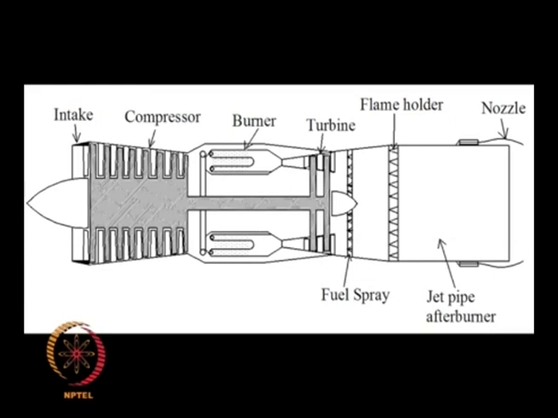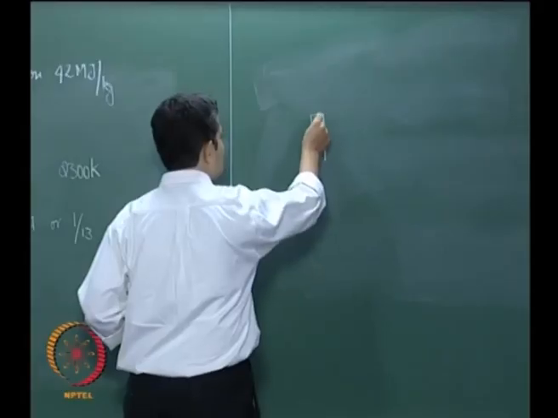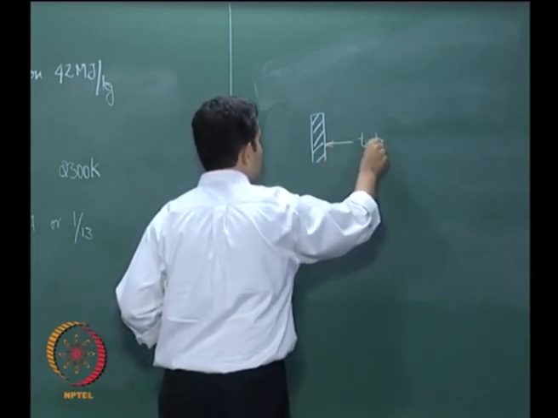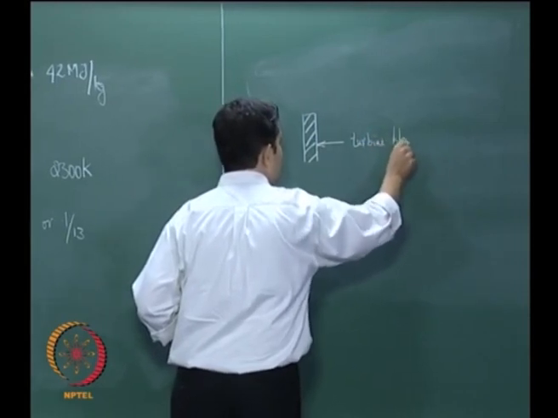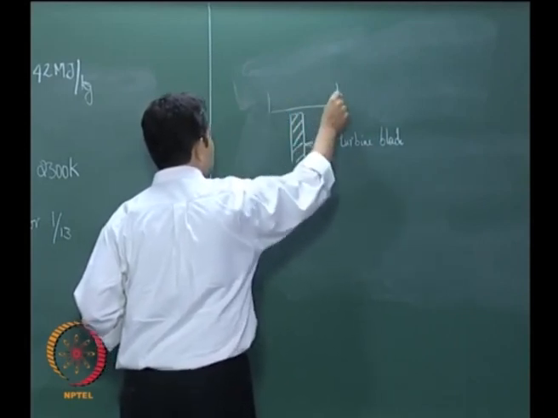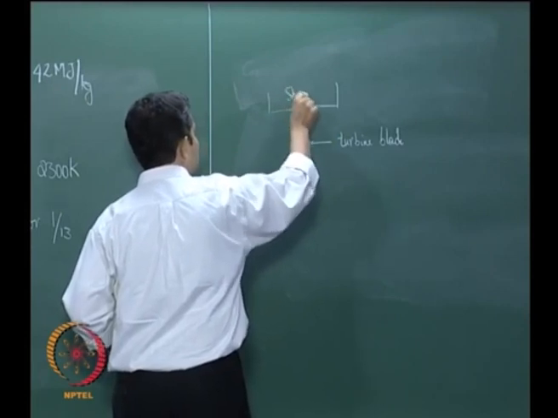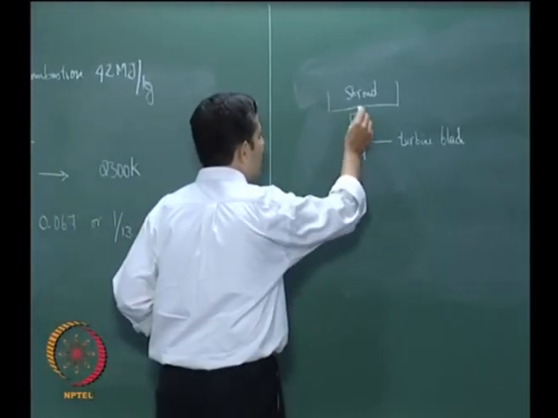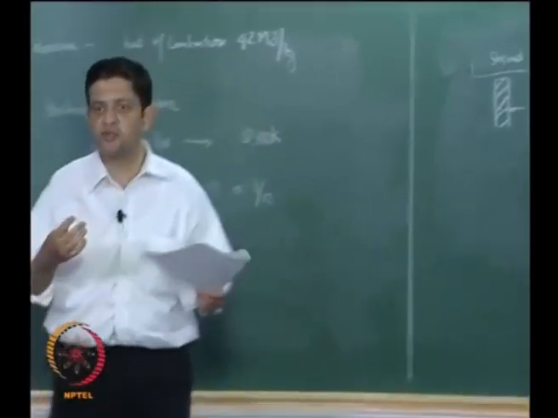If you take a look at the compressor, the turbine here, there are turbine blades and there is an outer casing. Okay, let me draw that here. Let's say this is the turbine blade and this is the shroud or the outer casing. There is always a small gap between the two of them. Why do you think it should be there?